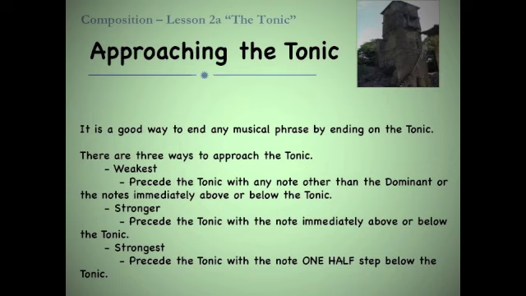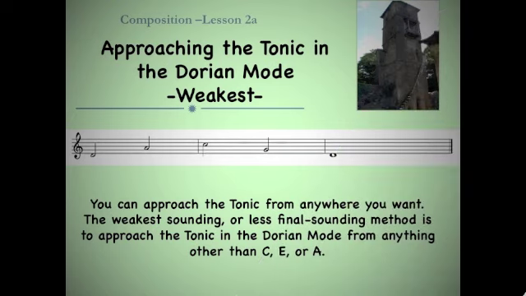The first example is an example of a very weak cadence. The last note of the phrase is a D. The phrase has come to rest. But the note preceding the D is a G. It's not a dominant. It's not the note above or below the D. It just goes from a G to a D. It's okay, but nothing special.